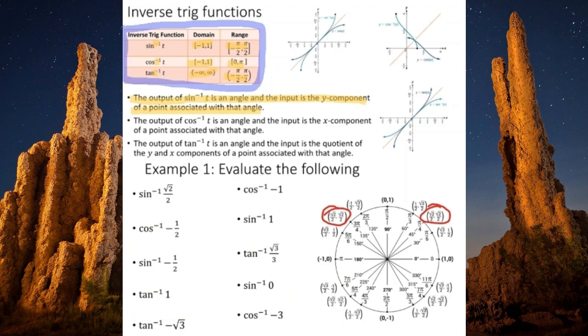If we pay attention to the range, our range is between negative pi over 2 and pi over 2. 3 pi over 4 falls outside of that range, but pi over 4 is within the range. So the answer to sine inverse of root 2 over 2 is pi over 4.